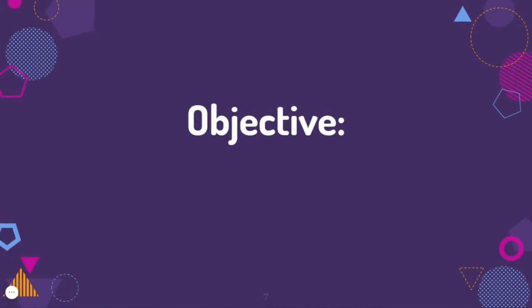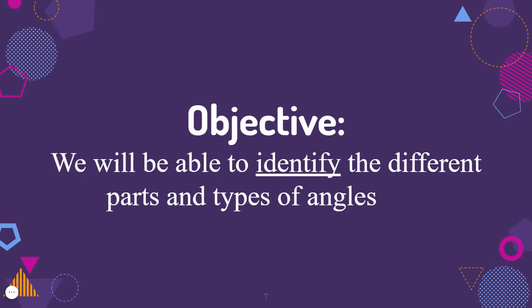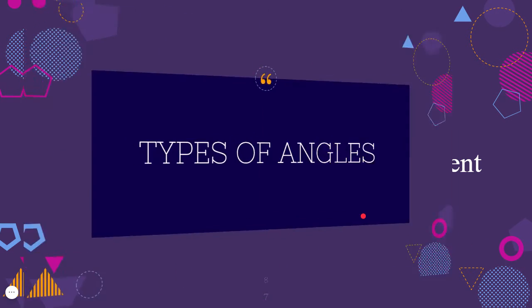Once these things are ready, you can start writing the objective in your notebook. You can pause this video to write this down. Let's come back. The objective says we will be able to identify the different parts and types of angles. Let us start the class now.